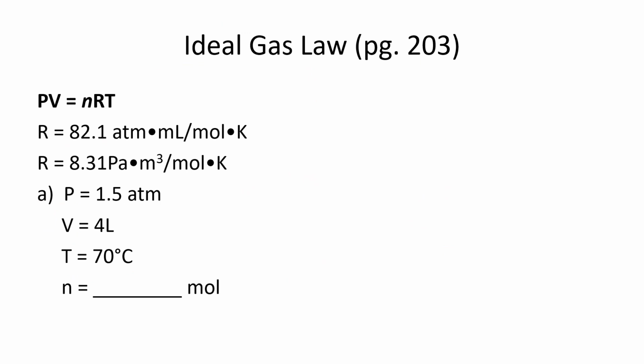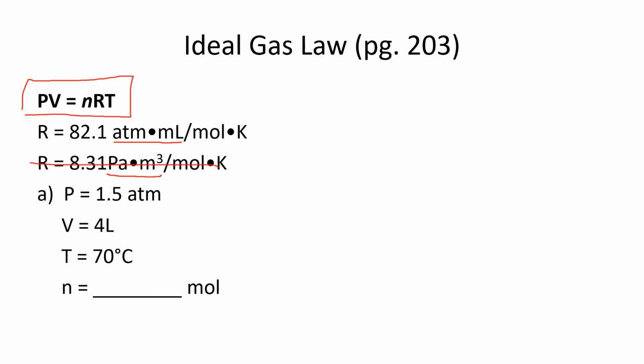All right, lastly for today is the ideal gas law. The ideal gas law is given to you as pressure times volume equals the number of moles times your constant R times temperature. Now, your constant value will depend on the units you're using. So if you're using atmospheres and mLs, then you're going to use an R value of 82.1. If you're using pascals and meters cubed, then you're going to use some weird number.